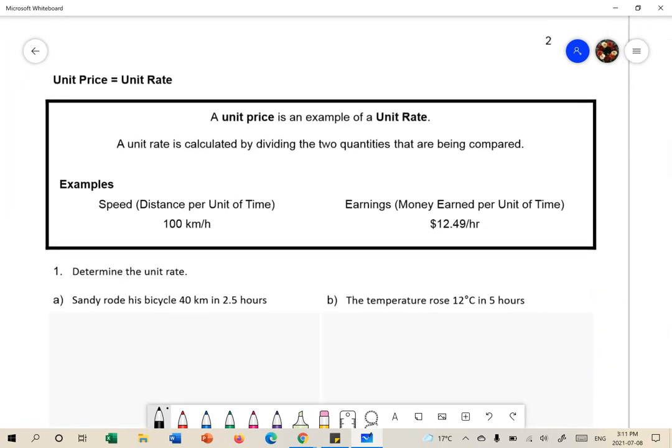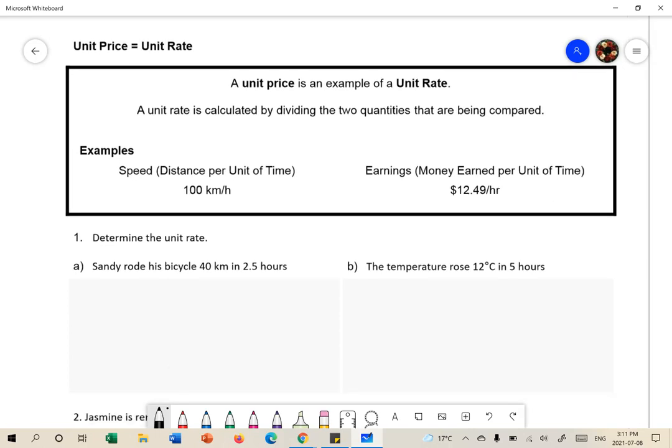Page 2. A unit price is an example of a unit rate. So a unit rate we can apply to other examples, not just for monetary. How fast you're going or how much you earn are also unit rates. So let's practice calculating unit rates.